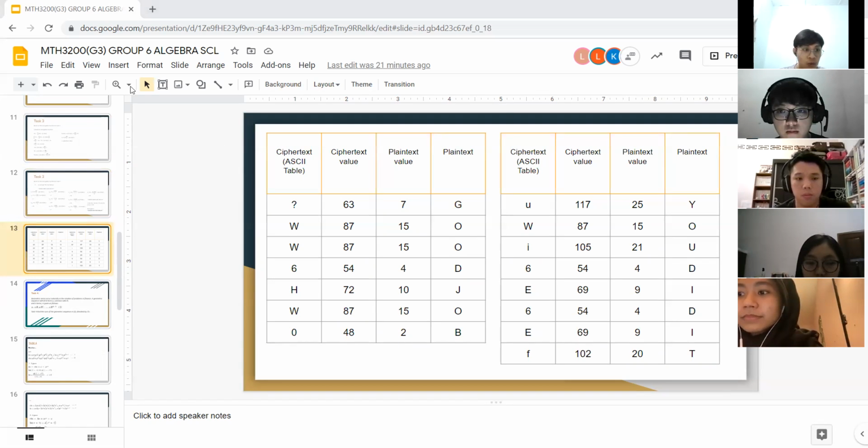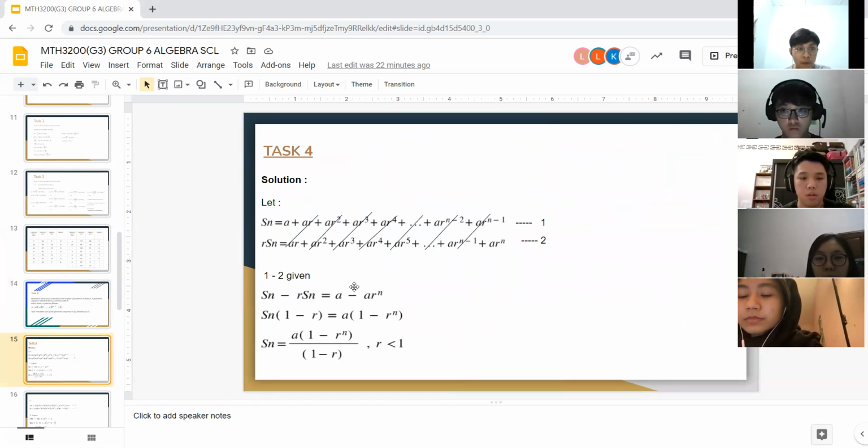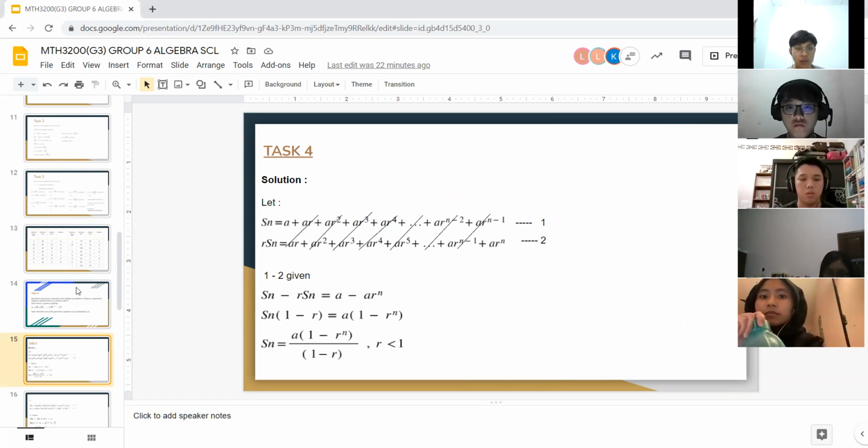Okay, thank you. For task 4, I will present for our group. So for task 4, the sequence is given. So find the sum of geometric sequence denoted by Sn. So there are two situations for Sn. One is when r is smaller than 1, while the other one is when r is bigger than 1. So we do the first one first.